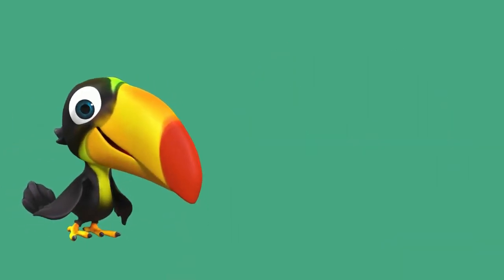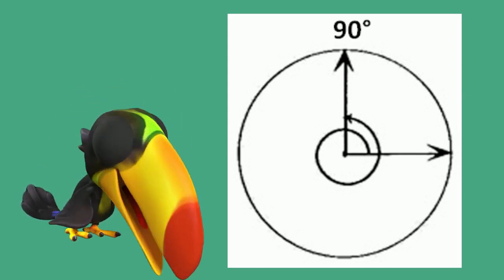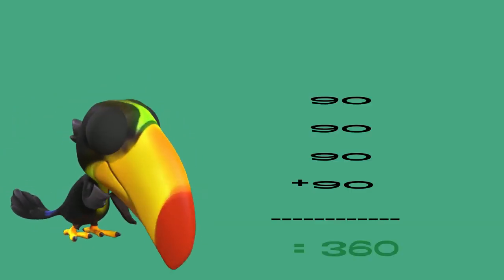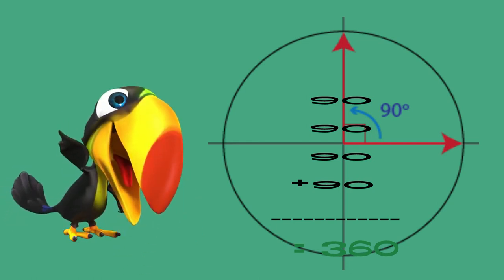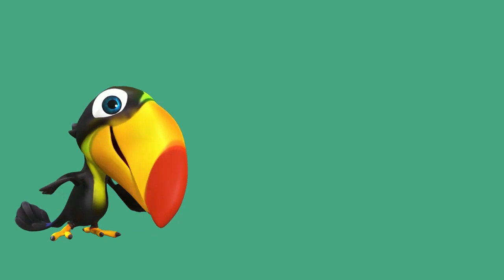In geometry, a circle or a square is 360 degrees. Divided in 4, it's the same old, same old. Each section has a 90-degree angle. 90 times 4 is 360, and half of 360 is 180.